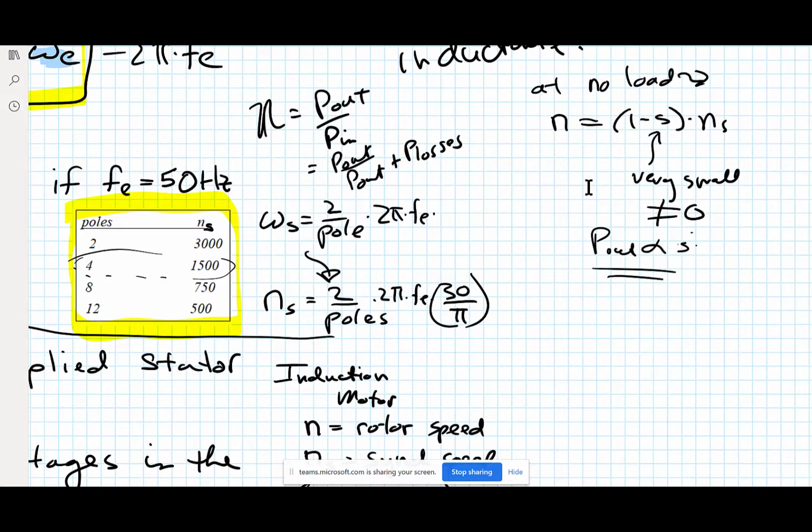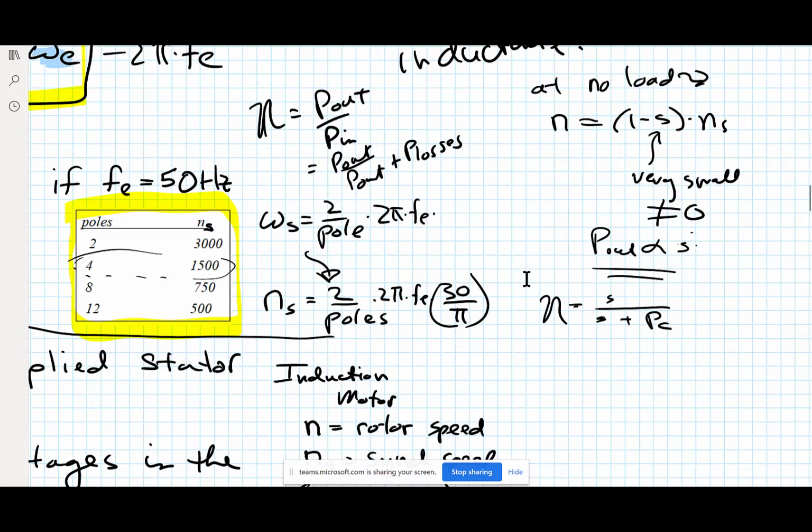And so the P out's really small. So that means you've got a little small guy here, a little small guy here, and you've got core loss. So the efficiency is bad, but do you really care? You're not running at full load.